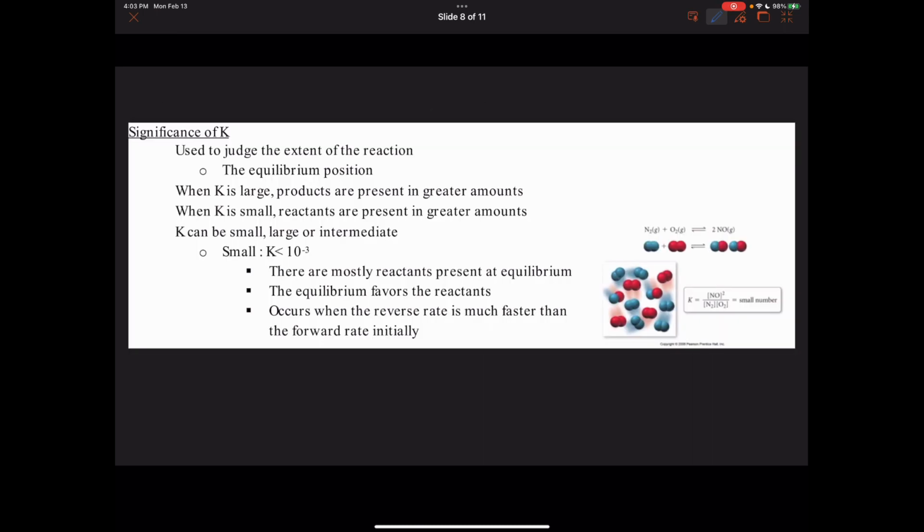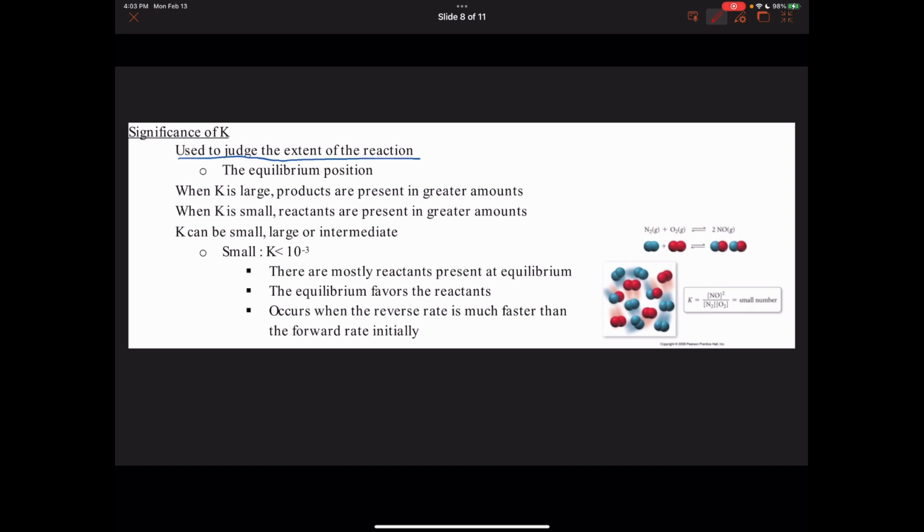So we're going to take a look at the significance of K. K's purpose, and we're going to see lots of K's, and they always have the same purpose. The purpose of K is to judge the extent of our reaction or process. It can be used to describe the position of the equilibrium. So that's the terminology we throw out there, the equilibrium position.